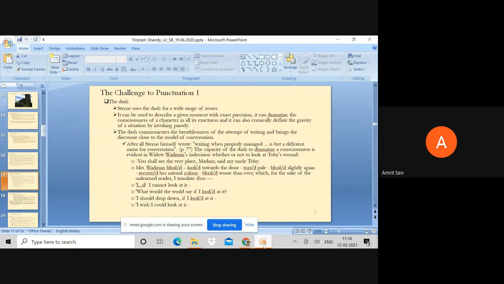So how does he do this? For example, the dash, right? It can be used to describe with exact precision. It can dramatize the consciousness of the character.